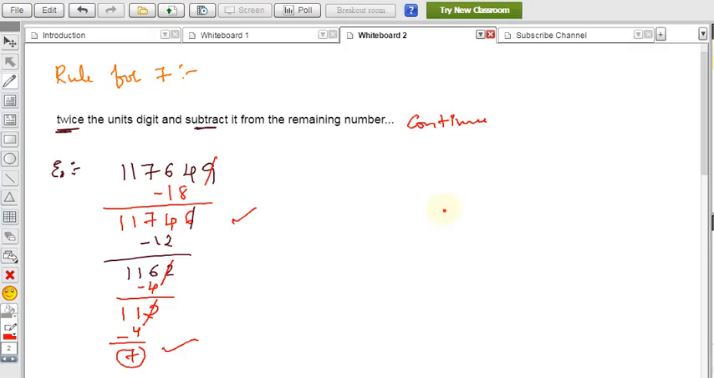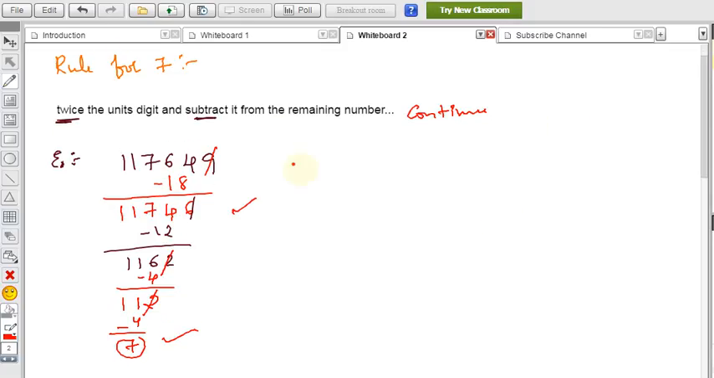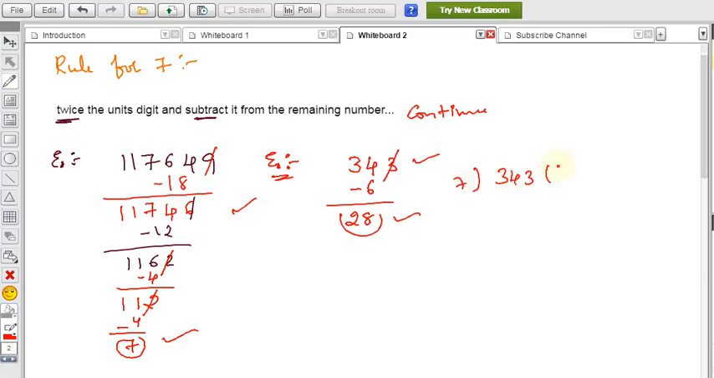This is one method, and we can see one more example for the same problem. Now 343, the number given. Now double the last digit. 3 is the last digit. If you double it, that is 6. Subtract 6 from the remaining: 34 minus 6, that is 28. So 28 is a multiple of 7, so that is divisible by 7. So 343 divided by 7.